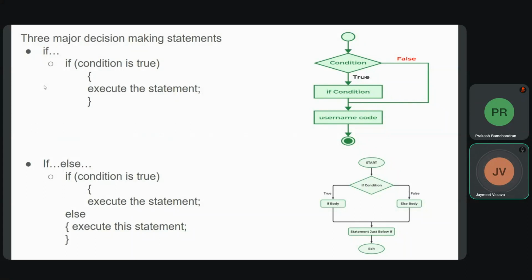First is the if statement. You can see the syntax for it. First is the if keyword, then it specifies a certain condition, and if the condition is true, it will execute the block within the if statement. You can also see on the right-hand side the flowchart of the if statement, which has a condition. If the condition is true, the if block will be executed. If false, it will exit the program.